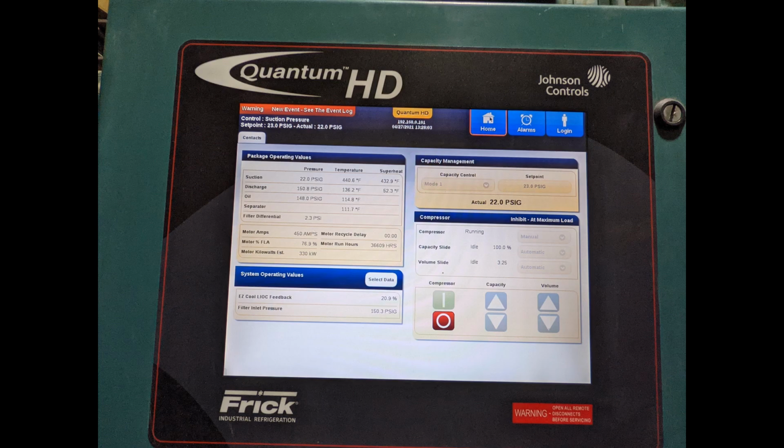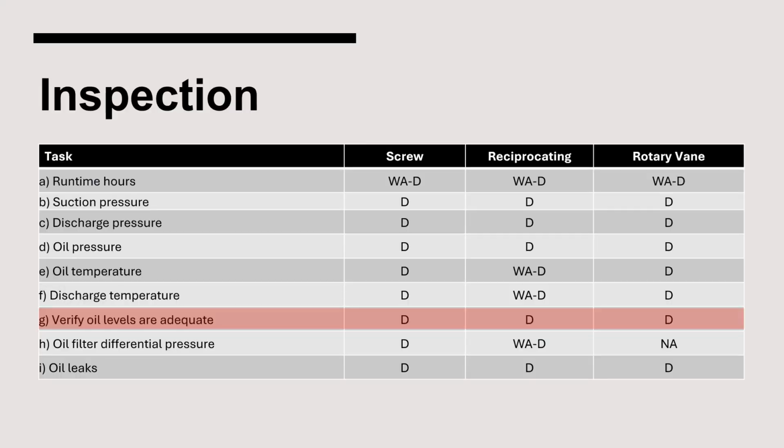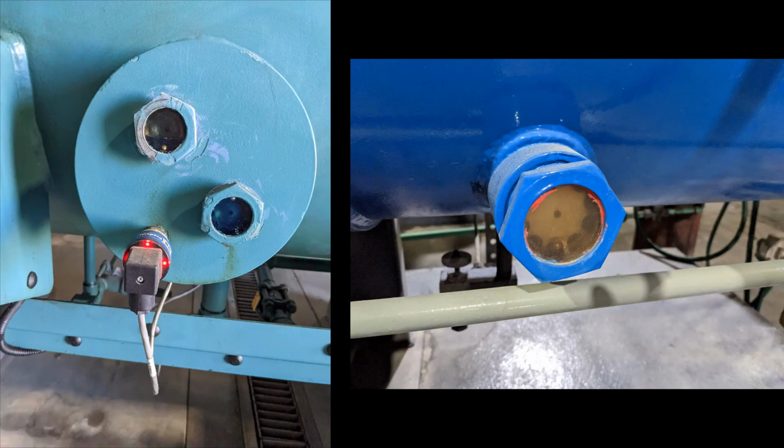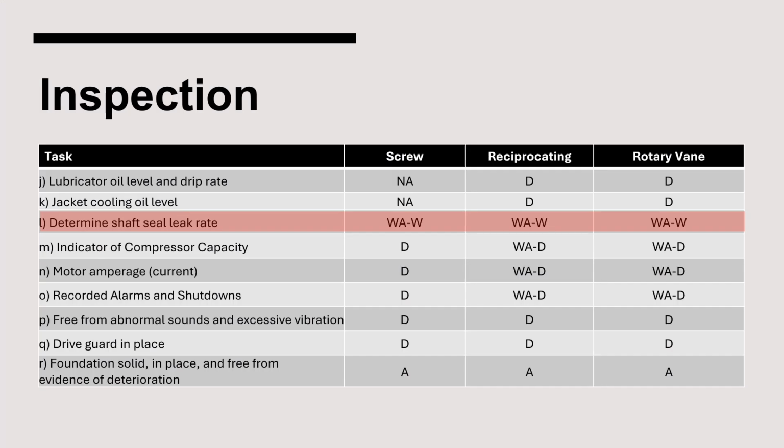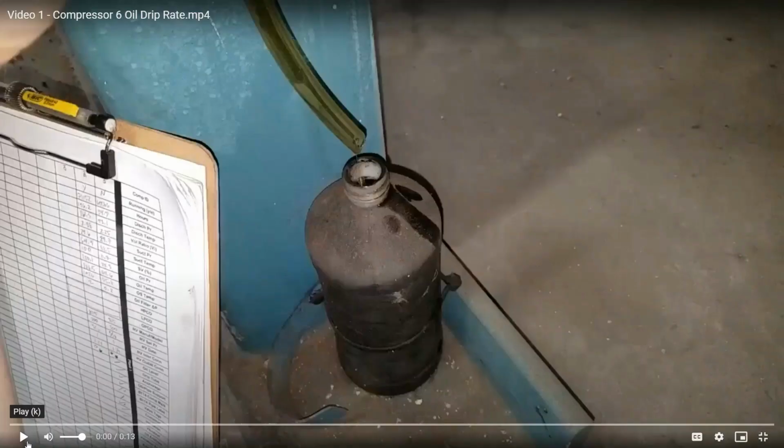On a screw compressor micropanel, each of these items can be viewed on the display screen. The oil level should also be checked to ensure sufficient levels inside the compressor. Where applicable, the shaft seal leak rate of a compressor should be inspected. The leak rate will determine the state of the motor shaft seal. Here's an example of a shaft seal that is leaking oil excessively and should be replaced soon.